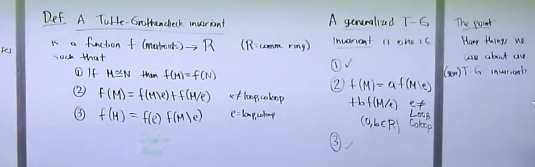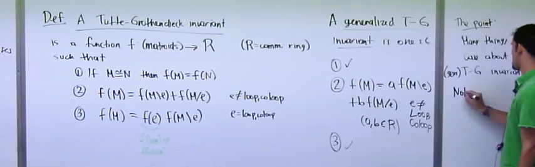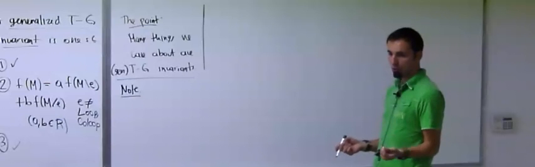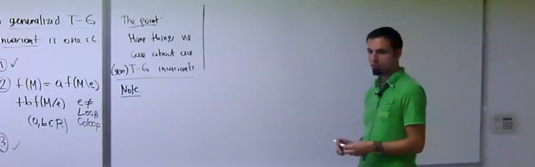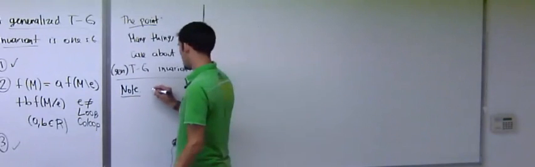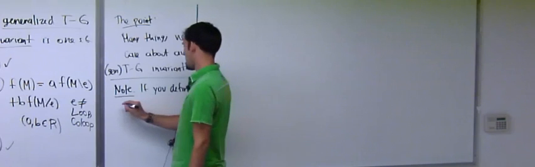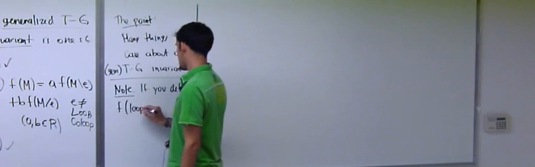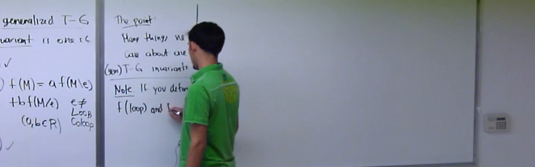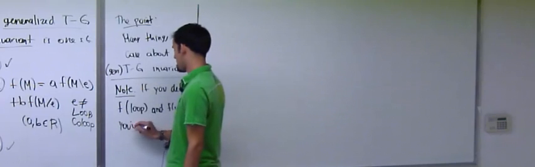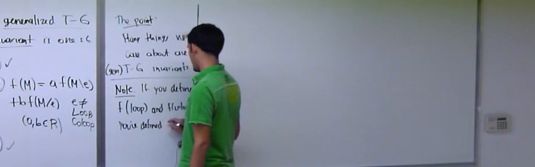One thing that you should notice is this: if you have a Tutte-Grothendieck invariant, then as soon as you define f of a loop and f of a coloop, you have defined it for every matroid. If you define f of loop and f of coloop, you've defined f of any matroid.